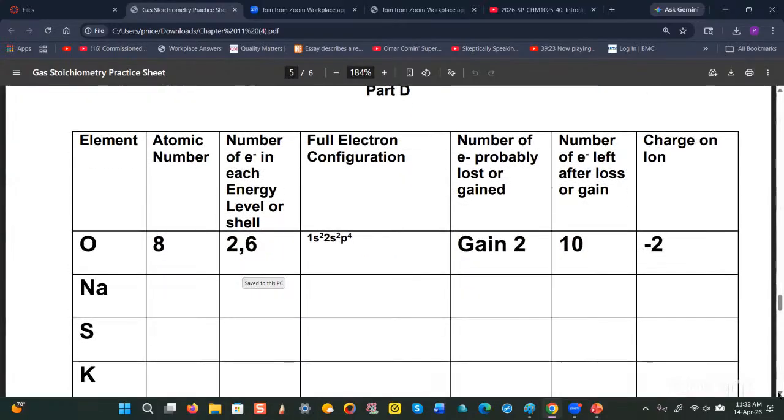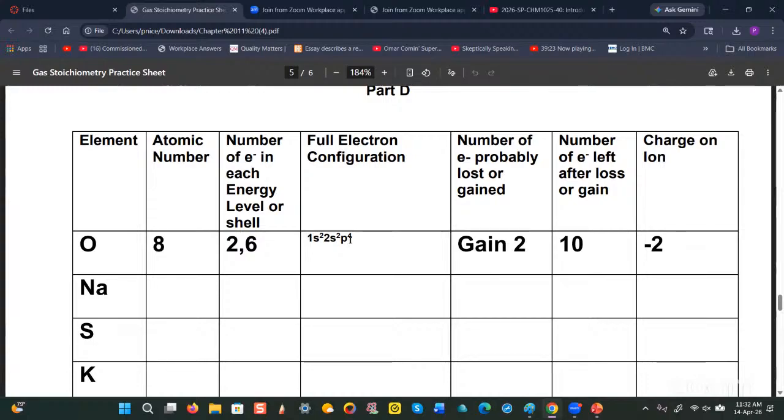Okay, so let's get to this chart here that we need to complete. Basically, you just need to fill in the spaces based on the information given. And the first one is shown as an example. So let me go through that example and then we can look at the others. So oxygen, atomic number 8, you can get that directly from the periodic table. And then the number of electrons in each energy level or shell. We know that the shells are the energy levels. The first shell can have a maximum of 2 electrons. The second shell will have a maximum of 8. And then the full electronic configuration, we just did some exercises with that.